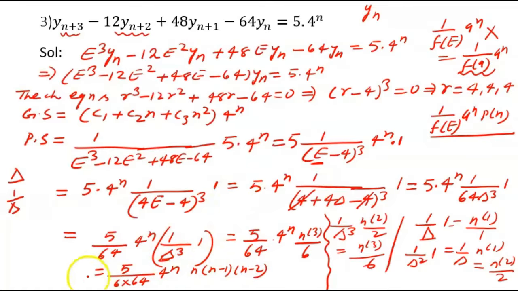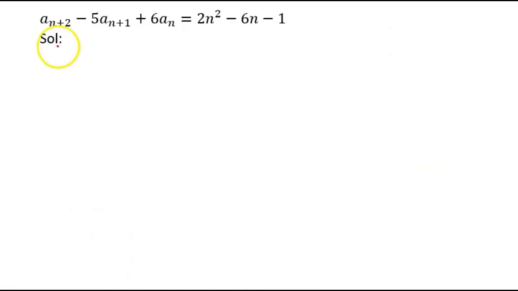So this is your PS, this is your GS. So you write your solution like yn is equal to the general solution plus the particular solution. That part you can complete. Okay. So this is the first problem. Let us move to the next problem.